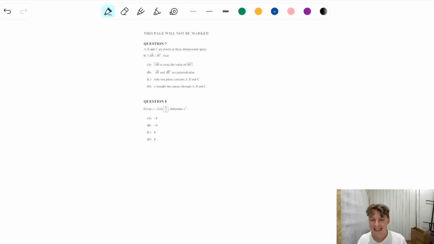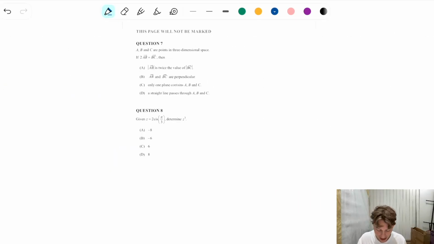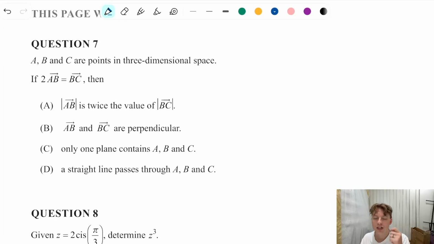So question 7, again, I feel like we're really flying through this one compared to the others. Question 7, A, B, and C are points in 3-dimensional space. If 2AB equals BC, basically what that is saying is AB is twice the length of BC, but it has the exact same direction, okay? So it's heading the same direction as BC, but it's twice as long. So the magnitude of AB is twice the value of the magnitude of BC.